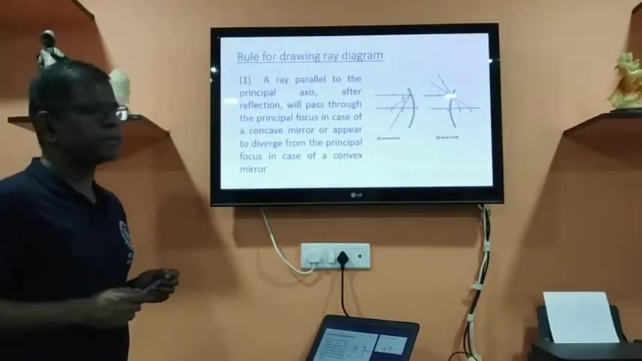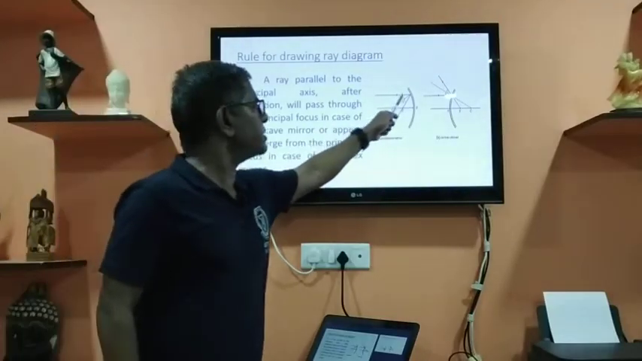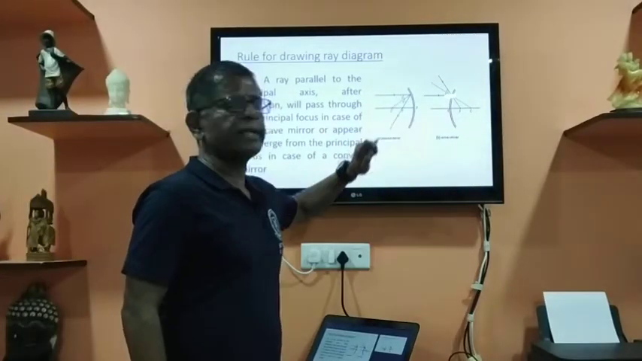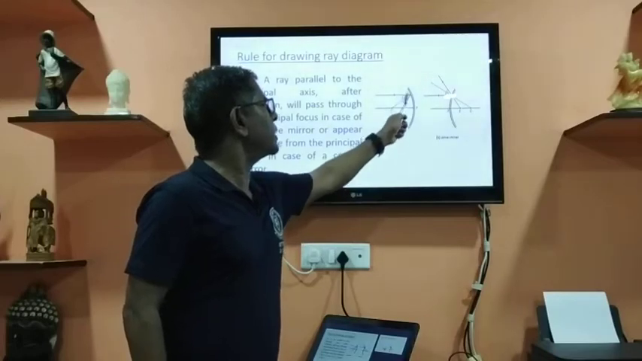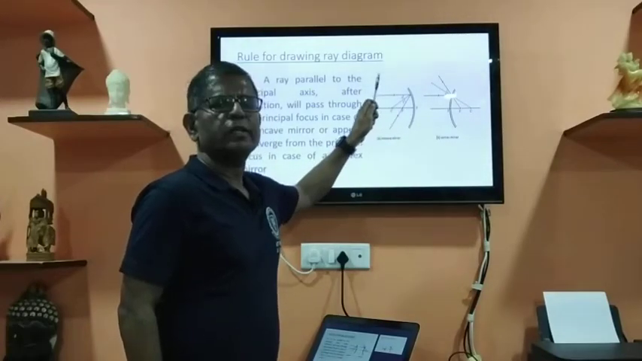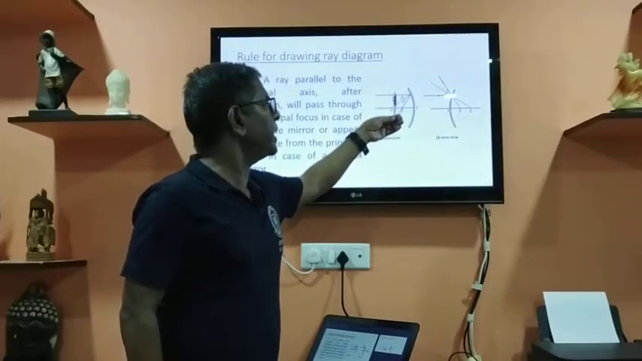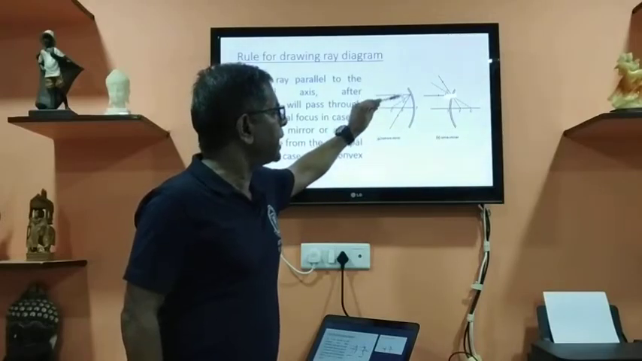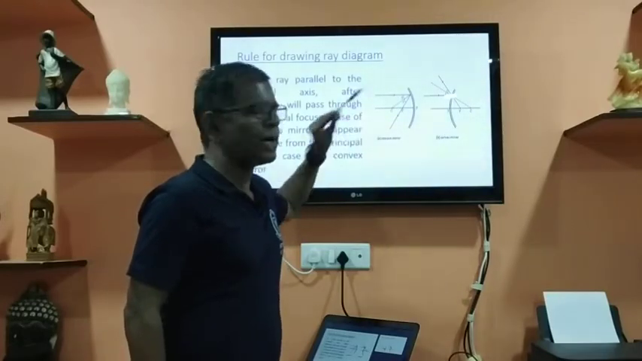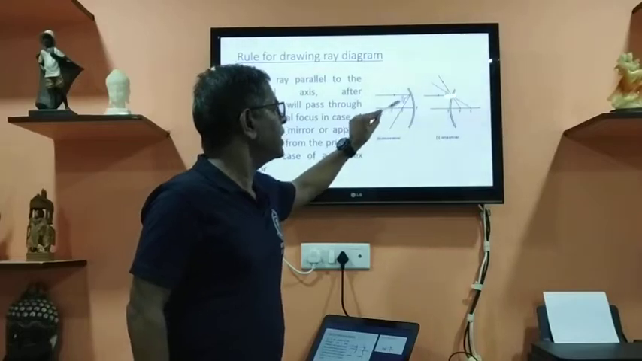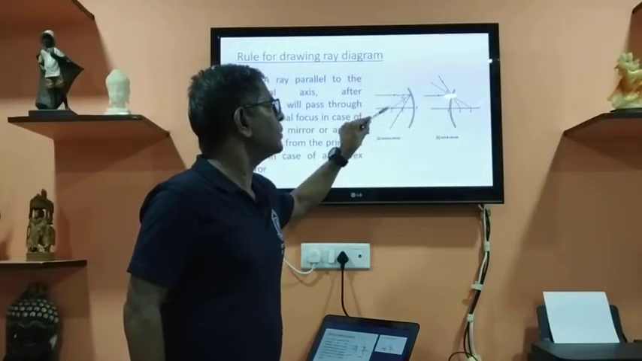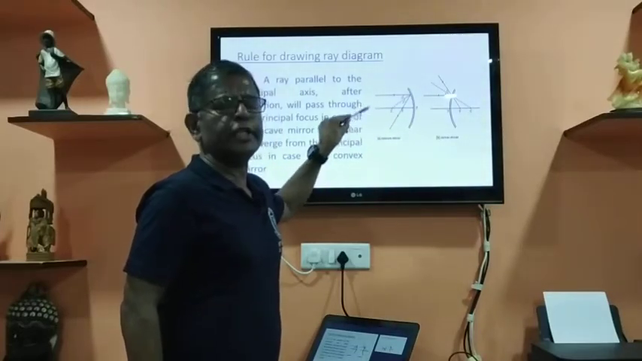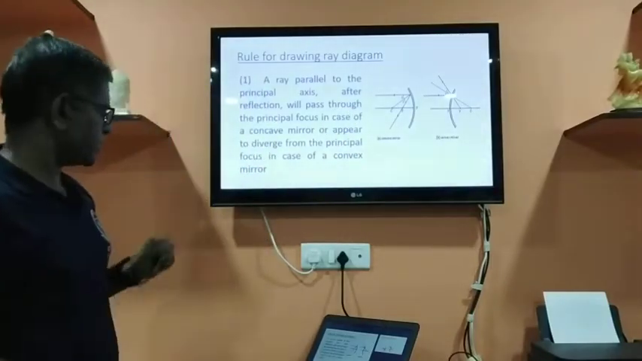So if you see, this angle I is the angle of incidence and R is the angle of reflection. If you recollect the law of reflection, the angle I is equal to angle R. And the normal is, if you join this point with the center of curvature, this is normal to the surface.